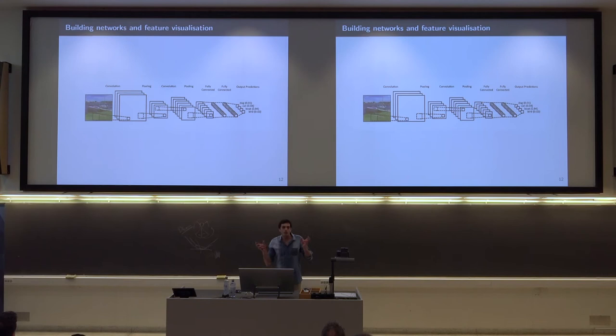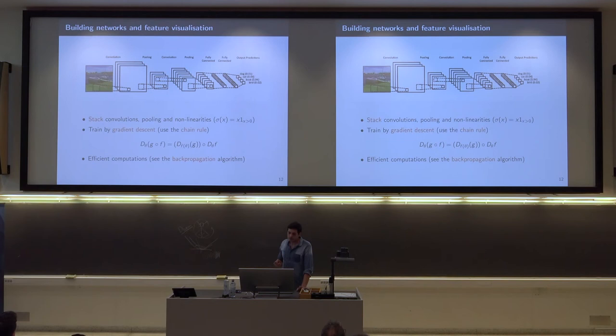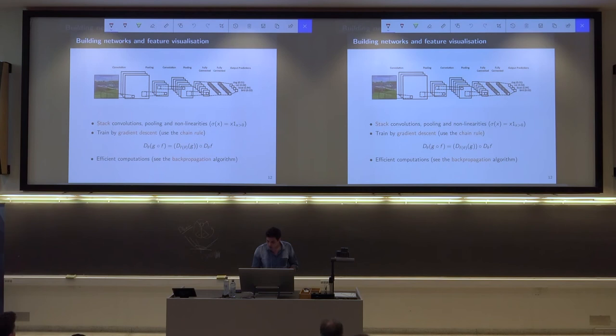So back to our drawing, we stack these operations. We also have to put nonlinearities in between, as we said. So for instance, it could be a function here that is zero below zero, and that is the identity function after zero. That's very simple, it's nonlinear, and it's what is used often in practice.